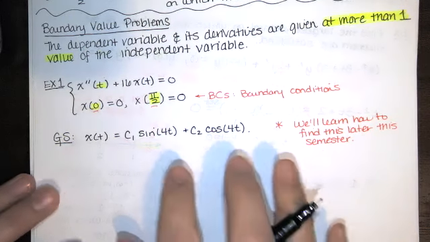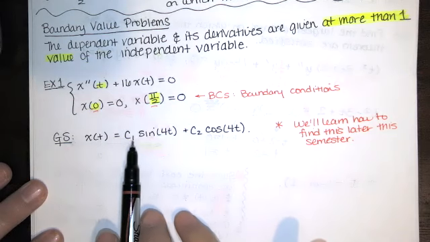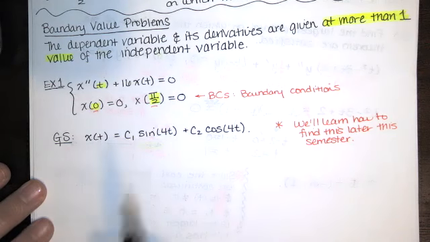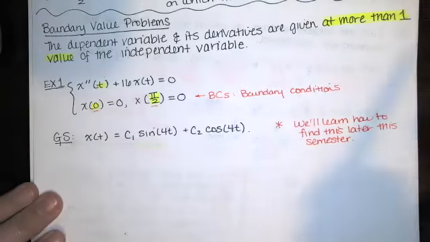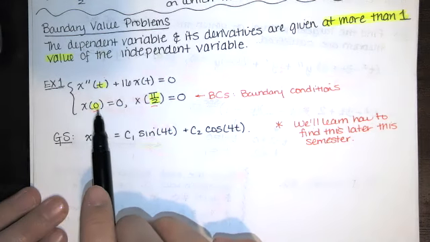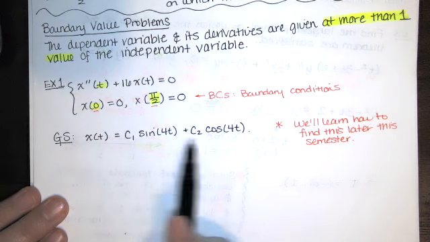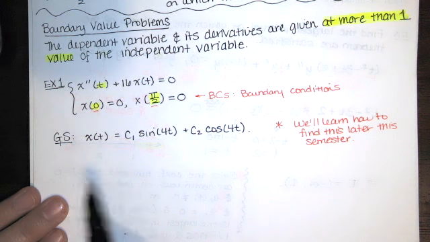Now, if I have boundary value conditions, those boundary value conditions may be able to tell me the values of C1 and C2, but they may not. So let's look at what happens. If I know that x equals 0 and t equals 0, I can use that possibly to find the value of C1 or C2.